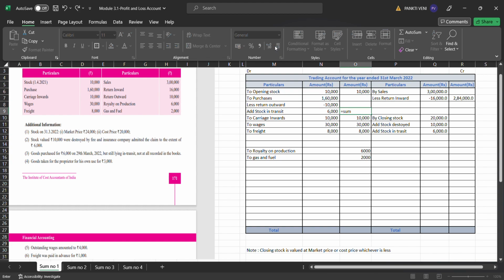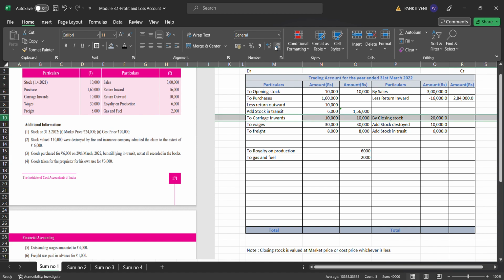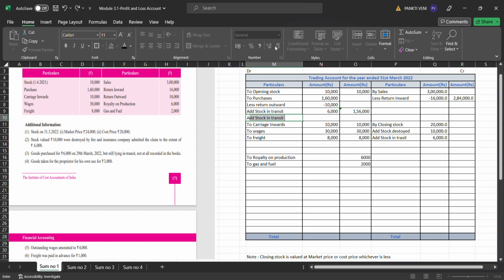1,56,000. Then we have goods purchased done, goods taken by proprietor for his own use. So he's taking for his own use. Okay, so there's a drawings entry. So what we can do here is we can subtract our drawings. Goods taken by proprietor, so that's my drawings, 3,000.